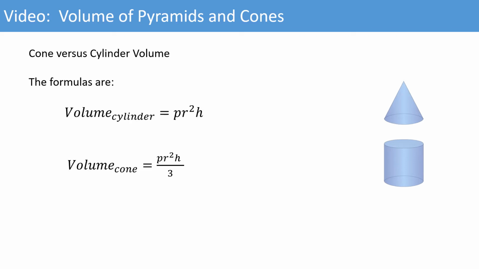So we can derive this formula. If the volume of a cylinder is pi r squared h, which it is, then the volume of the cone would be pi r squared h divided by 3. This means it took 3 from the cone to fill the cylinder.